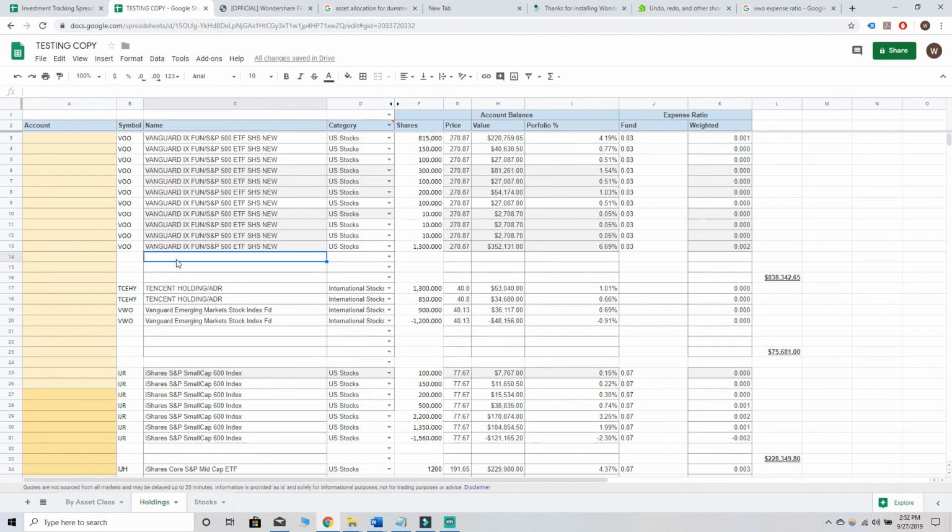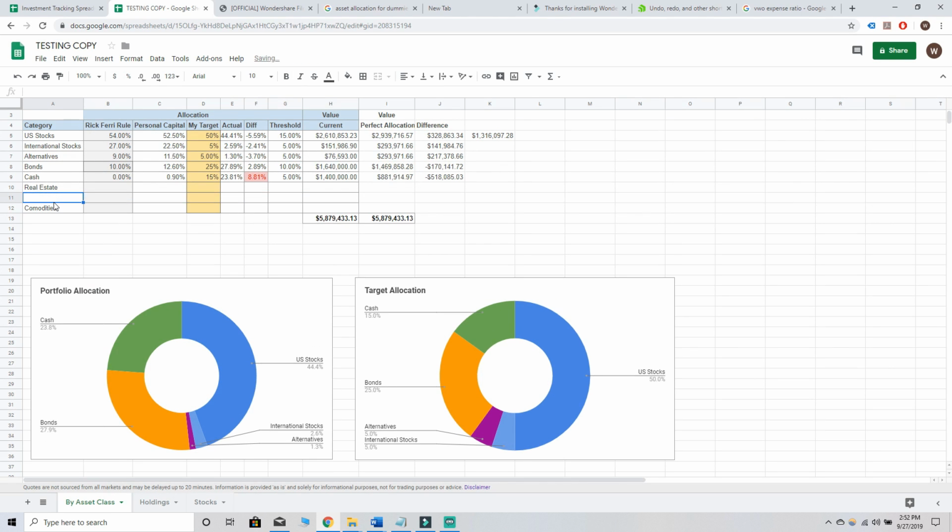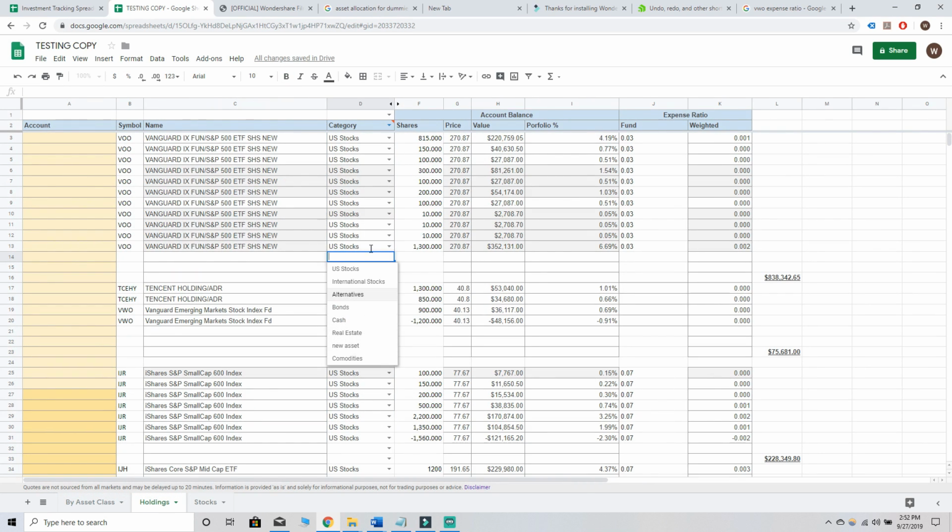So if you guys are wondering how to add another category, you can literally add any category here. What you have to do is go to your asset class and insert a new column. You can just call it new asset, and it will come up right there.